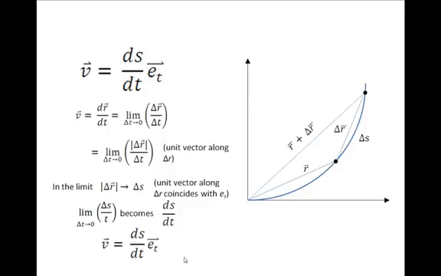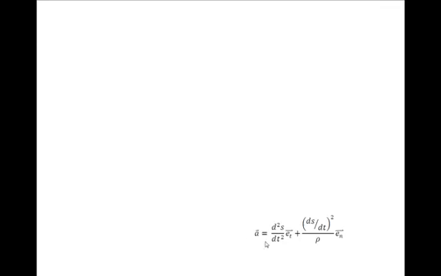And therefore, putting all these things together, we can write v is equal to ds by dt into et. And that's our first expression. This t here actually should be delta t; there's a misprint here. But we have this expression v is equal to ds by dt into et. Now, let's go ahead and derive the acceleration expression.